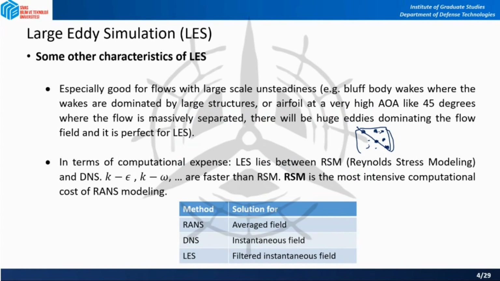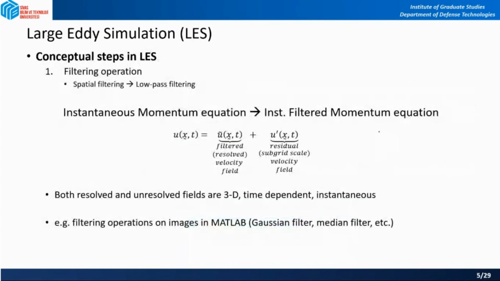You use mathematical relations. So there are four conceptual steps in LES. Number one is the filtering operation. When we say filtering, we refer to filtering in space, spatial filtering. So we are talking about sizes of eddies. And this is in fact what we call a low pass filtering operation. What I am trying to do is this. I have a momentum equation, for example, and I want to derive a new momentum equation that will apply only to the instantaneous fields generated by the large eddies, only large eddies.